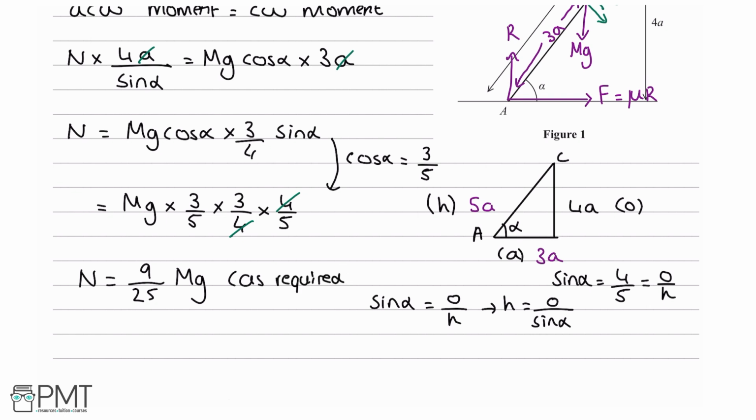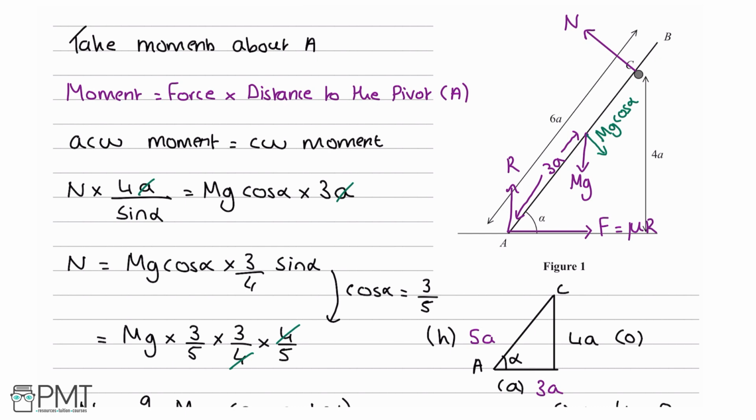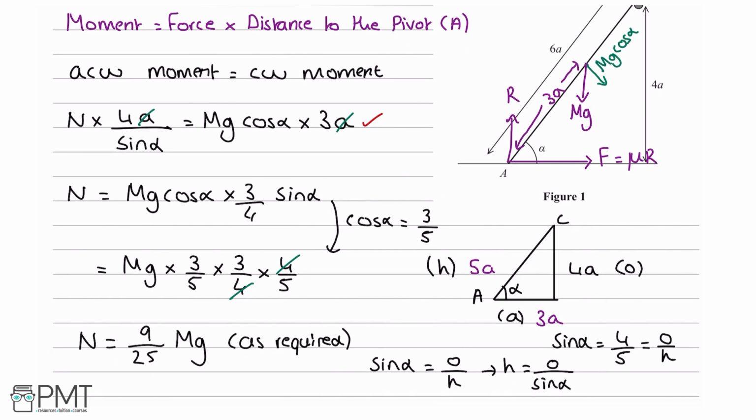Okay, like that. So this question is worth 3 marks. Your first mark comes from stating you'll be taking moments about point A. Your second mark comes from knowing that the anticlockwise moment is the same as the clockwise moment to get that n times 4a sine alpha equals mg cosine alpha times 3a. And then your third mark comes from working out that cosine alpha is 3 over 5 and getting that n equals 9mg over 25 as required.